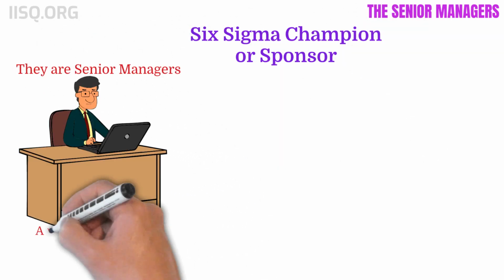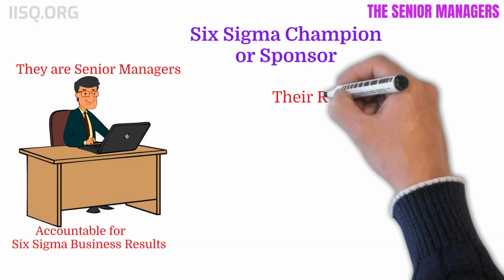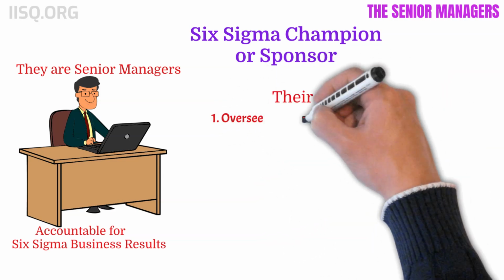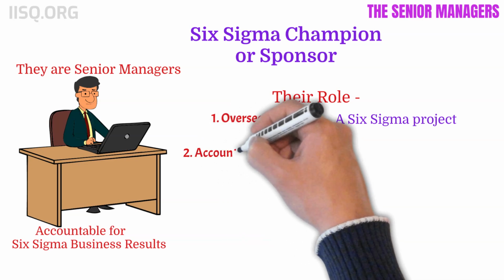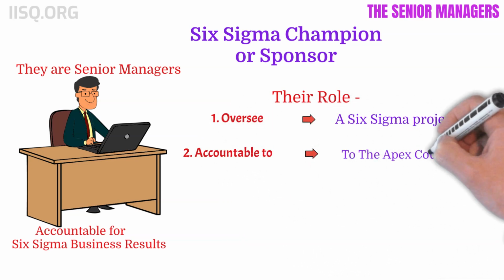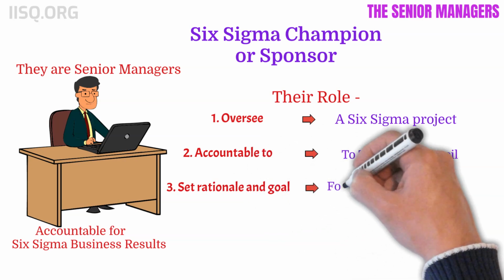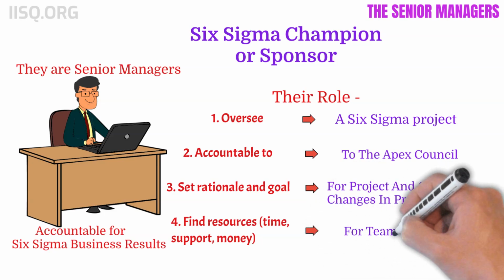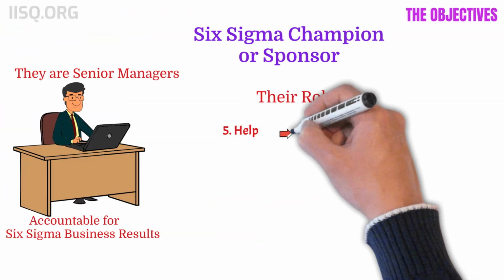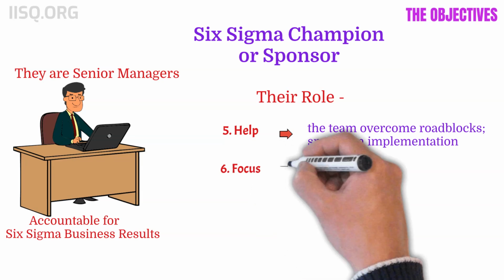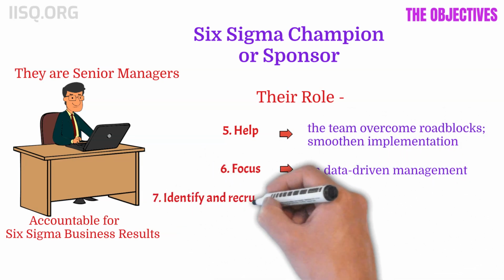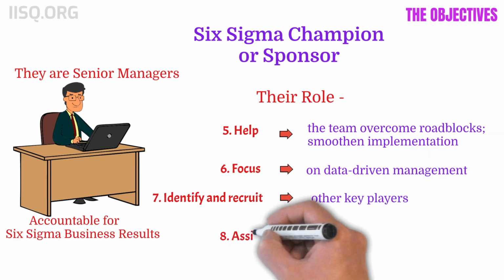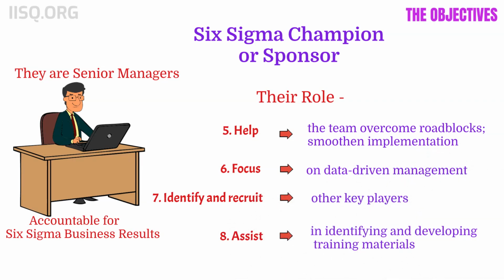Next is the Six Sigma champion or sponsor. They are senior managers who are responsible for Six Sigma results. They are the people who oversee a Six Sigma project, who are accountable to the Apex Council, who set rationale and goal for the project and are open to changes in project definitions, who find resources, time, support, money for the team. They help the team overcome roadblocks and smoothen implementation. They focus on data-driven management. They identify and recruit other key players, and assist in identifying and developing training materials.